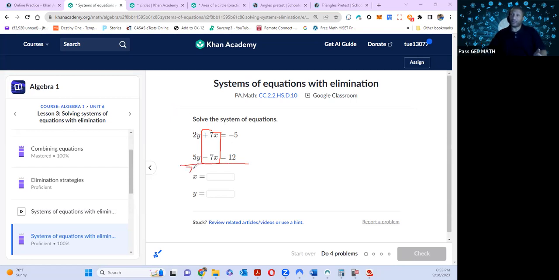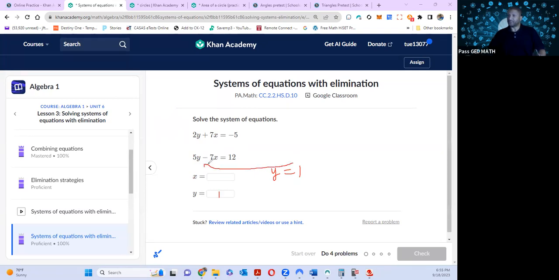So 7y equals 7. Again, now a one-step algebraic equation. Divide both sides by 7. I get y equals 1. But I'm not done, because they're asking for x and y. But I know y is 1. So what do I do? I plug it back into one of the equations. It doesn't matter which one. So I'm going to plug it into the second one.